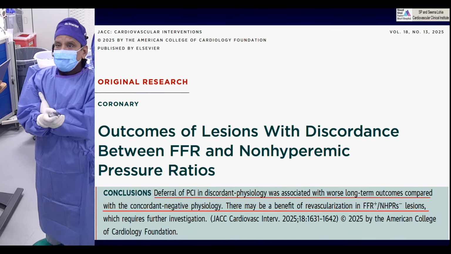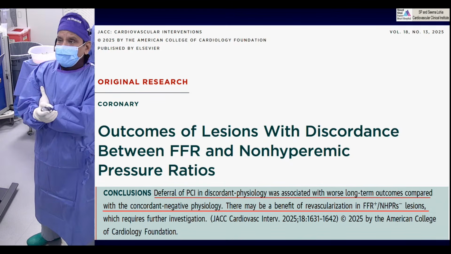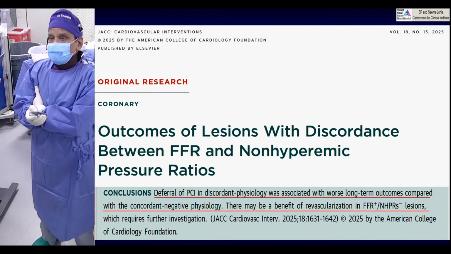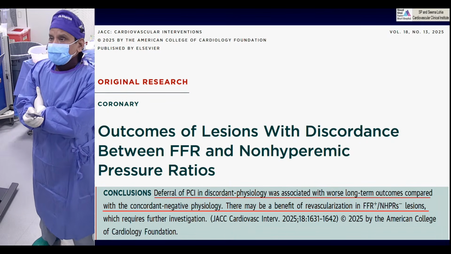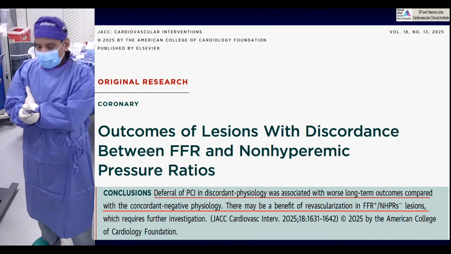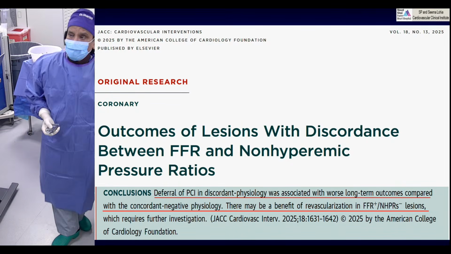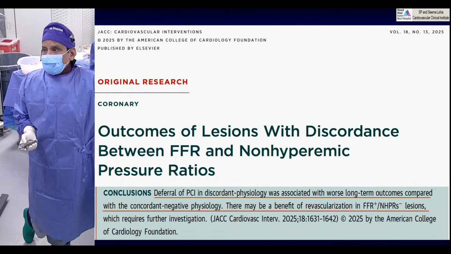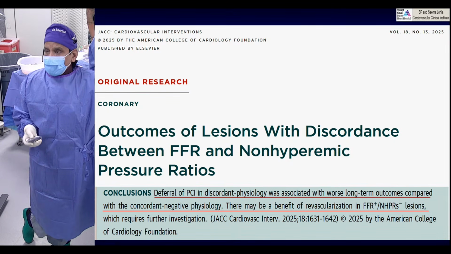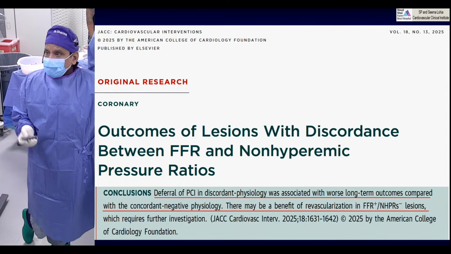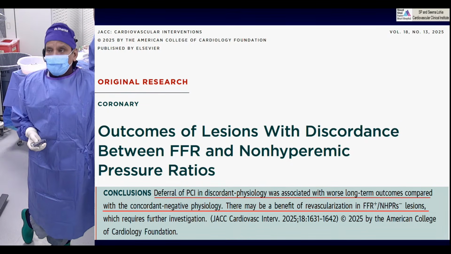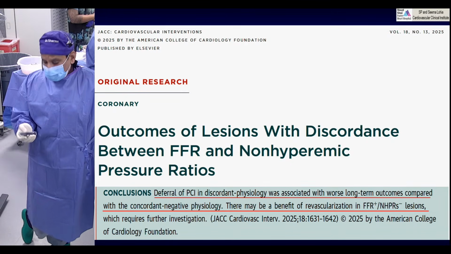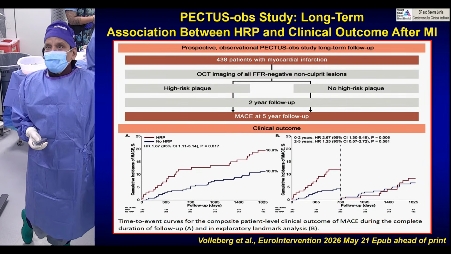Therefore, we have to think about deferral of PCI in these lesions, as it is associated with a poor long-term prognosis compared to negative physiology. There may be a benefit of revascularization in FFR positive, iFR negative lesions, which requires further investigation. Of course, that is what you want to do. For borderline lesions, if FFR is negative, you should do the hyperemic measurement and then see where this patient fits in. If it is positive, maybe those patients should get revascularization. We still have to learn whether revascularization will benefit those cases.